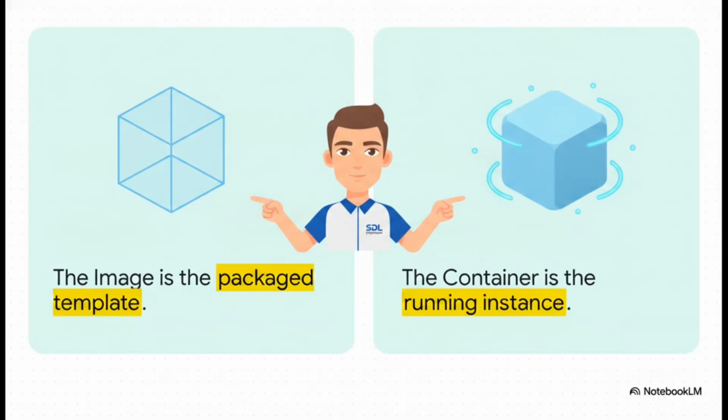So the absolutely crucial point we need to cement into your mind is this back-to-back relationship. You build the image, you run the container. The image is the packaged template. The container is the running instance. If you can keep this distinction crystal clear, everything else in the Docker ecosystem becomes significantly easier to understand and troubleshoot. It really comes down to you build once, you run anywhere.